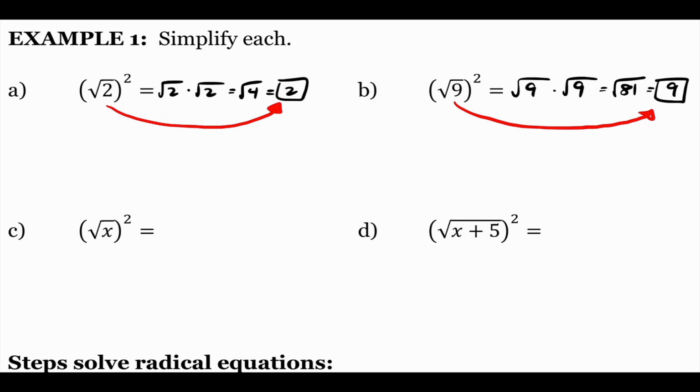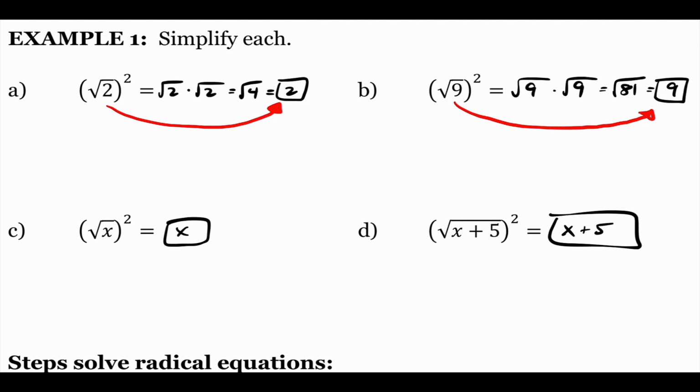It's the same thing. So for C, what do you think the answer is going to be? There you go, regular old x. What do you think the answer is going to be for D? x plus 5. So anytime you square a square root, it just goes away. Disappears. That's how you get it to disappear. We're going to see a lot of those today. In fact, on the next problem, we're going to see those.